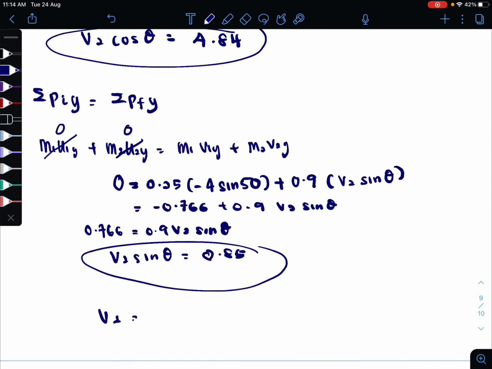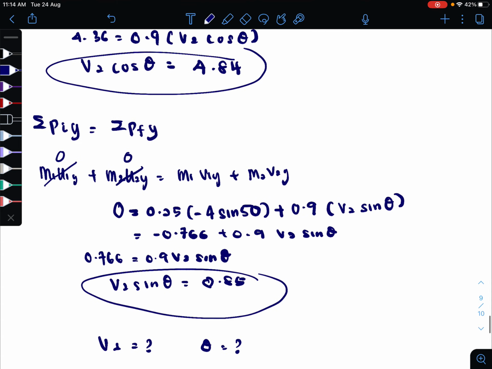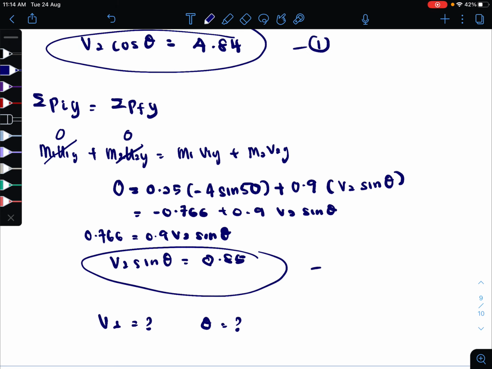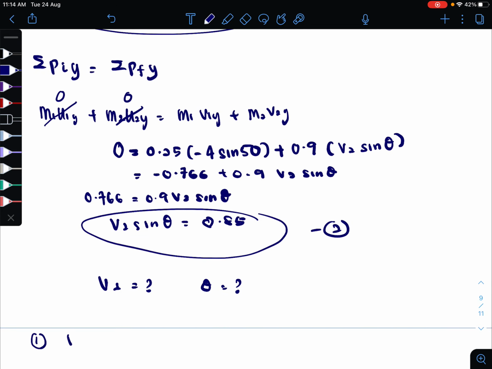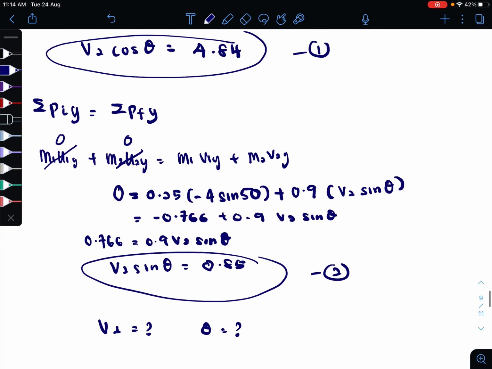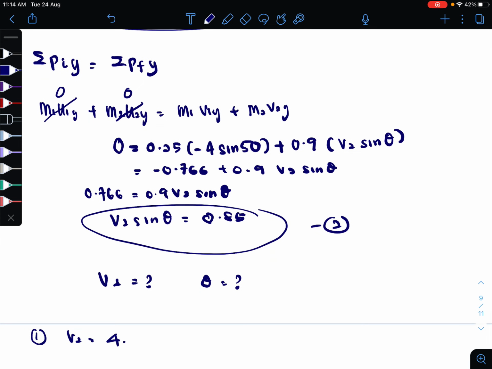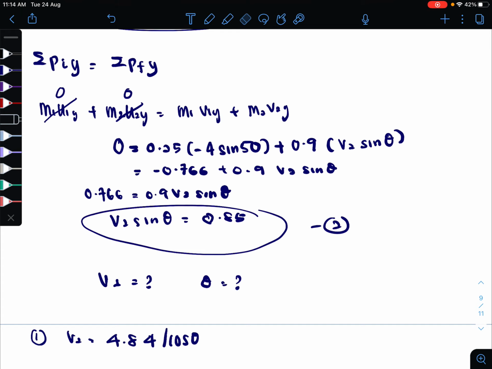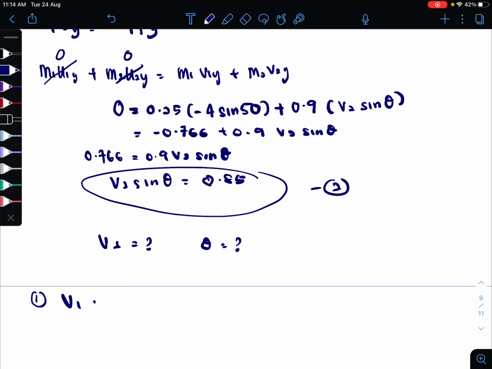Kita tak jawab soalan, soalan nak V2 sahaja dan juga theta. So what you are going to do is make your V2 as a subject. Okay, ini equation pertama, ini equation kedua. From equation 1, your V2 becomes 4.84 divided by cos. Oh no. We should make things simpler. So I rewrite equation 1 adalah V2 cos theta 4.84 and then equation 2 adalah V2 sin theta 0.85.